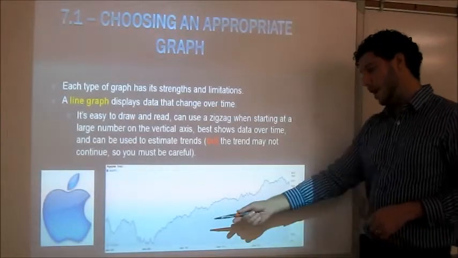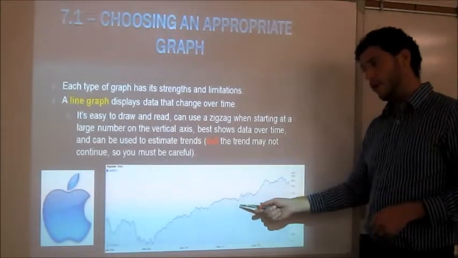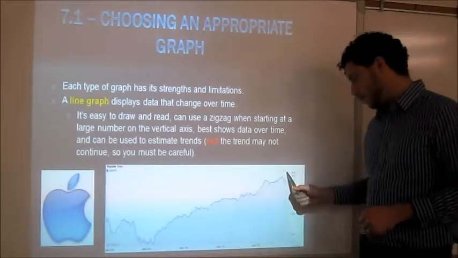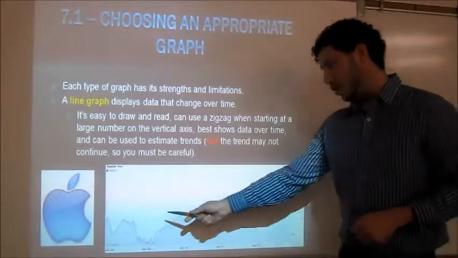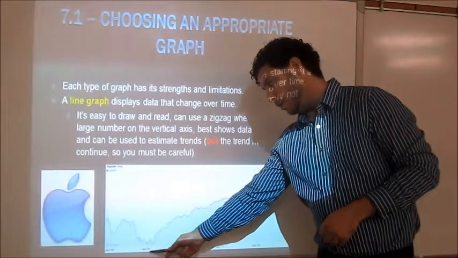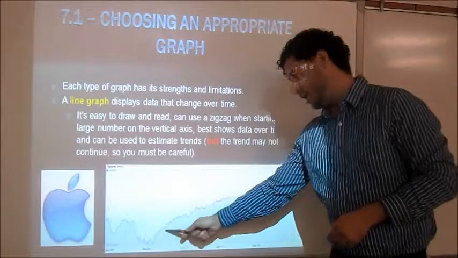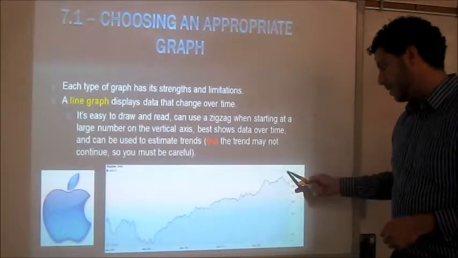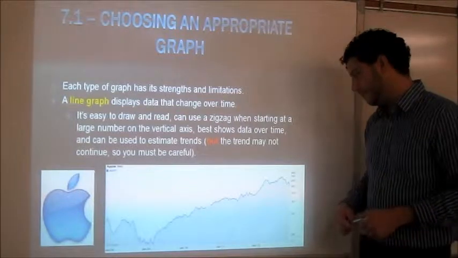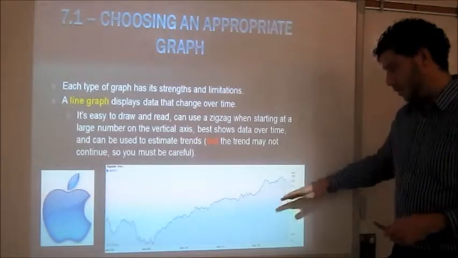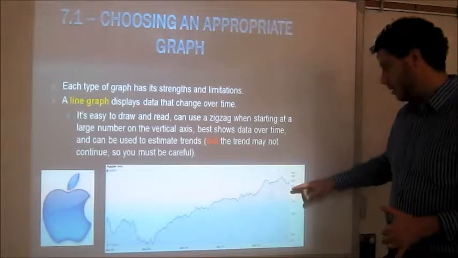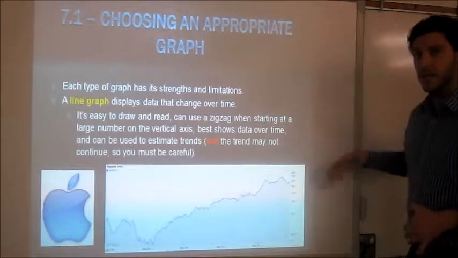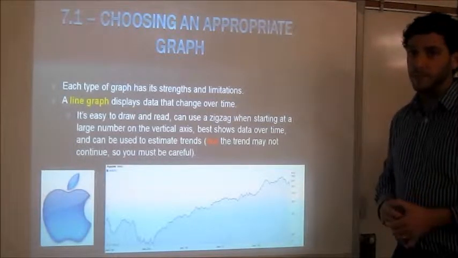For example, this line graph depicting the share price of Apple stock from 2012 shows that the share price was quite low in 2009 and it increased quite substantially all the way to December 11, 2012. Now, one might assume that the trend is an upward trend so that overall this would continue going up and up over here, but we can't be sure of that.